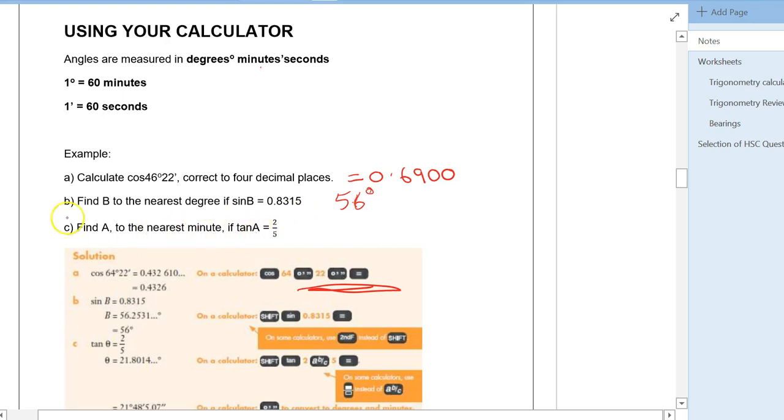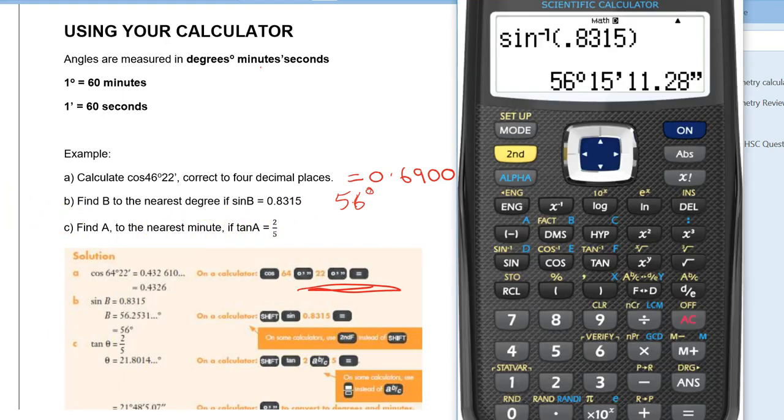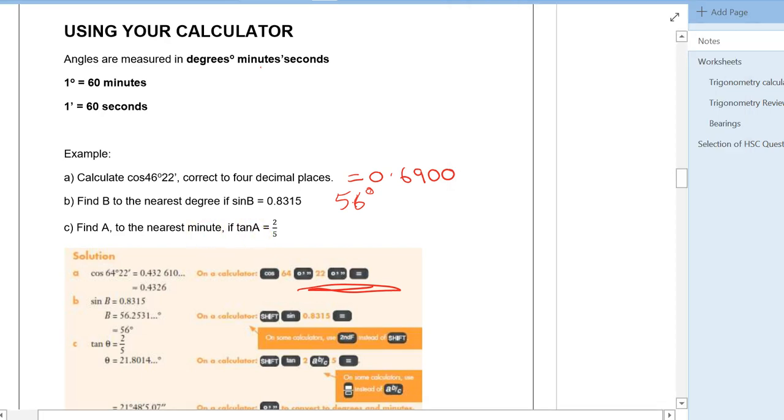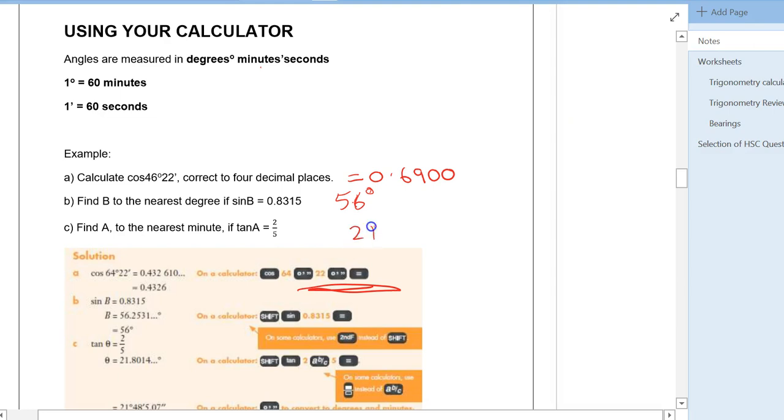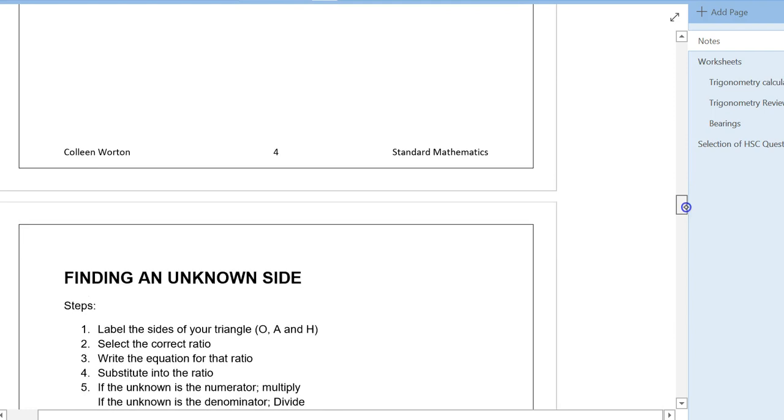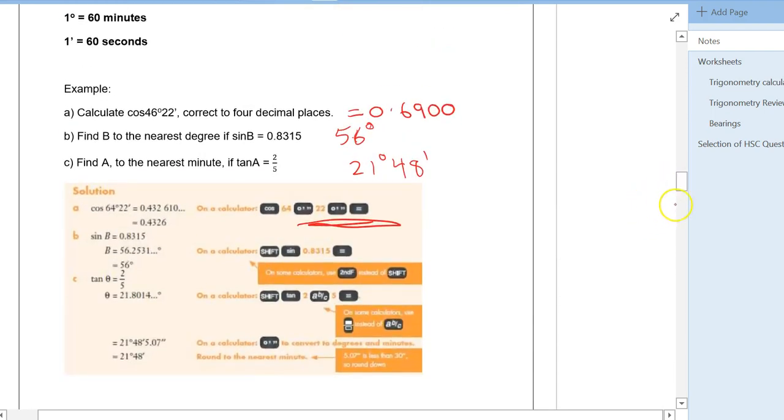If I want to find tan A equals 2 on 5, again I'm finding an angle, so I've got to go second function tan, 2 on 5, equals, and it wants it to the nearest minute, so I go DMS, so it's 21 degrees 48 minutes. Now there'll be heaps of time for you to practice both of those concepts before we move on to using trigonometry.